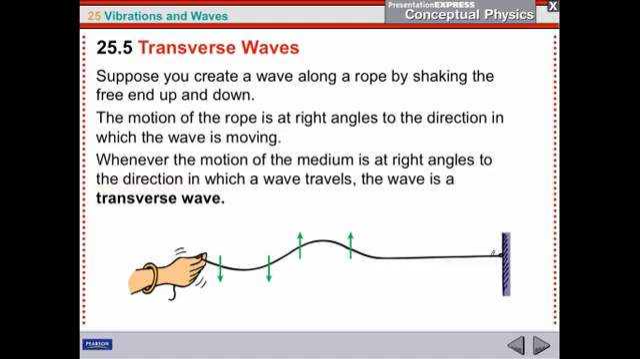In other words, if I look at this wave here, the string, the energy is transmitted that way, from her hand to the wall over here. Yet the string is moving up and down. So you can see that that is perpendicular to the motion. That's a transverse wave. Transverse waves are ones where the medium moves at perpendicular or right angles to the direction of the wave.